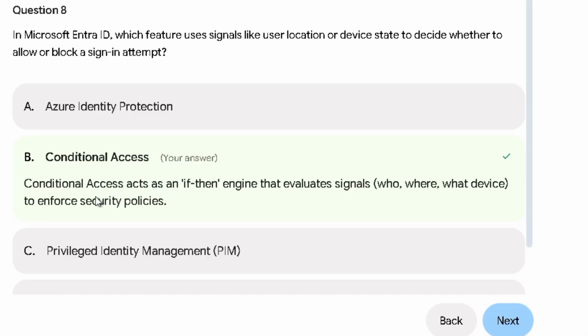And let's read what the answer says. Conditional access acts as an if-then engine that evaluates signals, who, where, what device, to enforce security policy. So I can set up conditions on which devices can access specific things using the if-then.